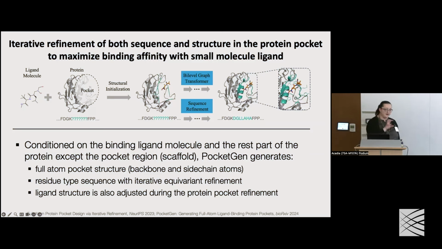The first module is what we call the bi-level graph transformer. The second module is a sequence refinement module. And the purpose of these two modules is to jointly optimize the linear sequence of amino acids in the sequence space of proteins, and also consider additional constraints that are imposed on optimization when we look at the three-dimensional atom level interactions. This is a form of conditional generation because we condition this generative process on the binding ligand molecule, and we condition also generation on the rest of the protein except the pocket region. And the output of PocketGen is that it generates full atom level representation of the pocket structure, meaning both backbone and sidechain atoms. It also generates the residue sequence through this process of iterative refinement, and the ligand structure can be adjusted or not, depending on what our user specifications are.